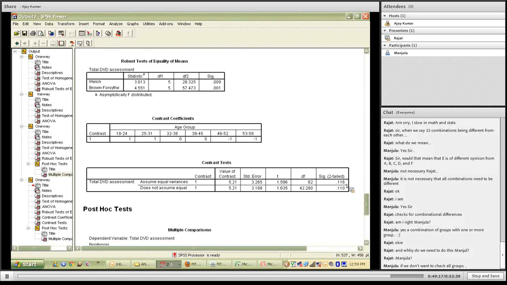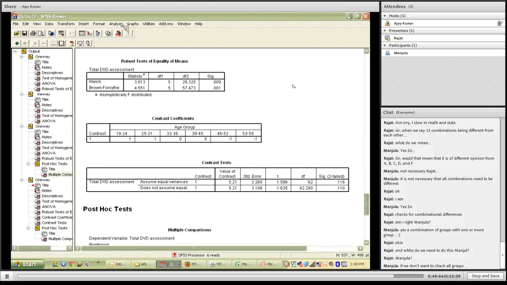So 0.116 would mean that this group which was below 30 years of age is not different from the group which was above 46 years of age, right? So this is something which actually helps us in combining two groups and making it one group as a whole, and then try to compare it with any other possible combination.